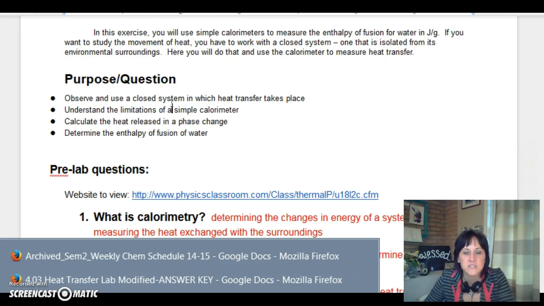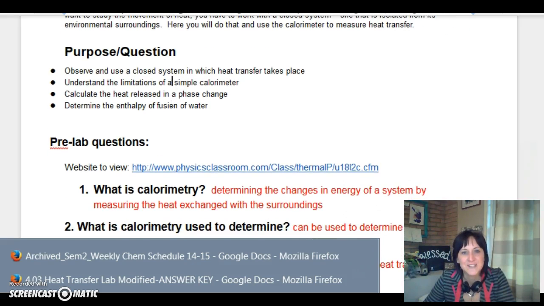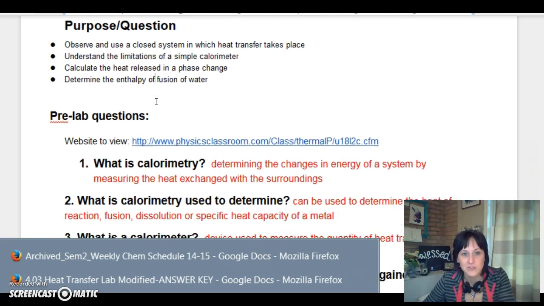Yeah, with the limitations of a simple calorimeter, we can't do too much with it. If you did any research, you'd see things about bomb calorimeters too, that they use when you're doing, what's it called? I'm having a brain freeze. Exothermic reactions, combustion reactions, there we go. So we're going to calculate the heat release and determine the enthalpy of fusion for water. So that's what we did.